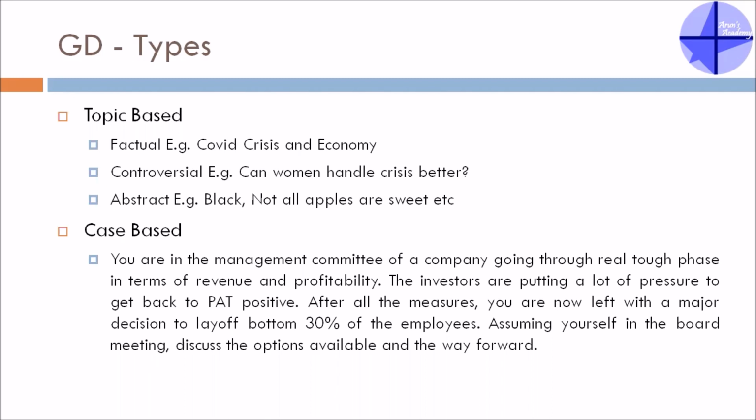The investors are putting a lot of pressure to get back to PAT positive. After all the measures, you are now left with a major decision to lay off the bottom 30% of the employees. Assuming yourself in the board meeting, discuss the options available and the way forward. Whatever the type of GD, please ensure that you are being very assertive in your communication and are not being emotional. Remember to display the traits as discussed in the earlier session.